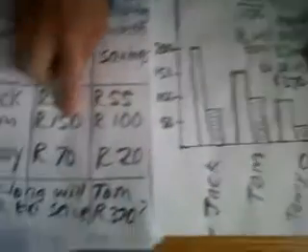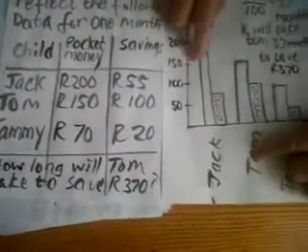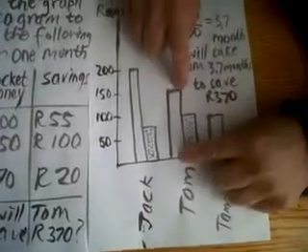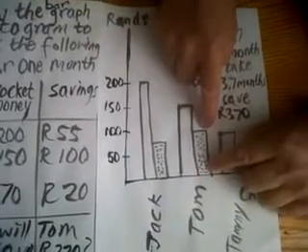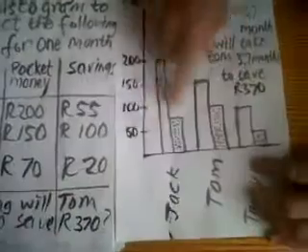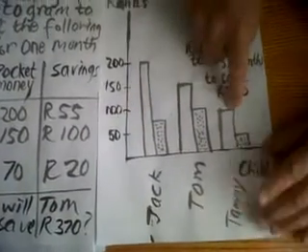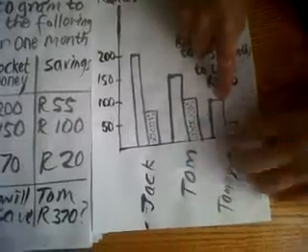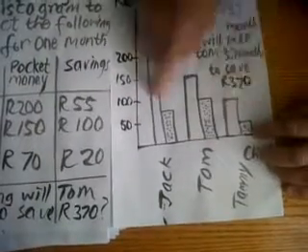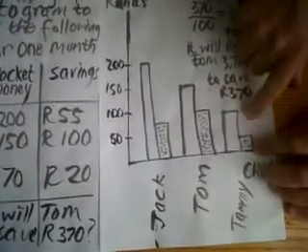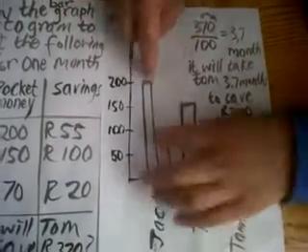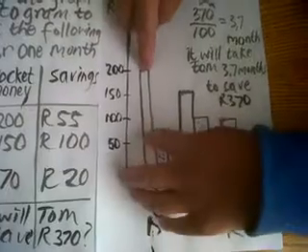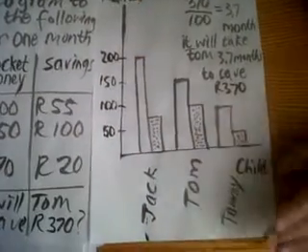Okay. Next one, 150 rand. Tom, here's 150 rand. And he saves 100 rand. Okay, that will be fine. So your graph. Next one, 70 rand. That should be more or less there. It doesn't have to be spot on. And he saves only 20 rand. So from this graph you can see probably he saves the least. He saves the least probably from the graph. Because you can see all this. He spends so much, he only saves so much.